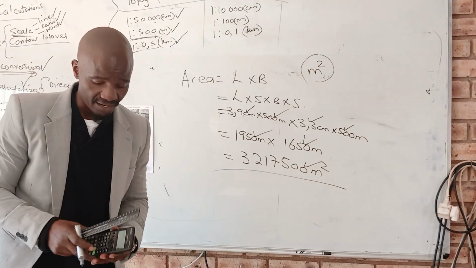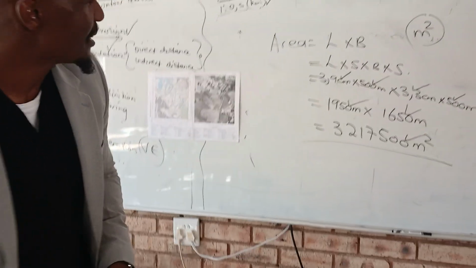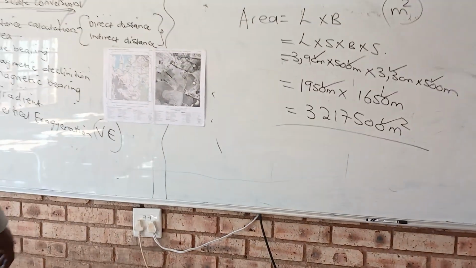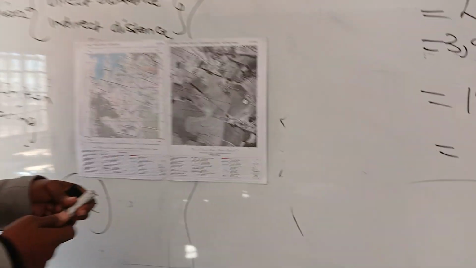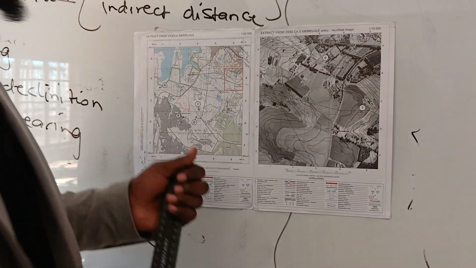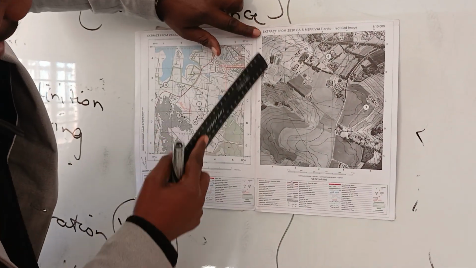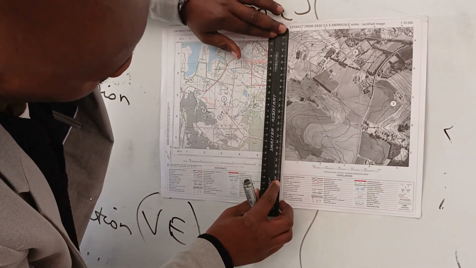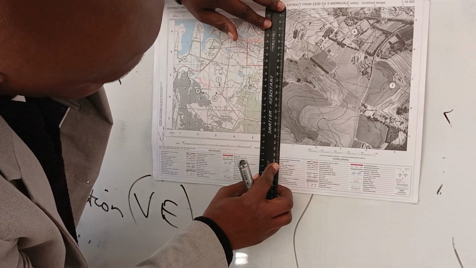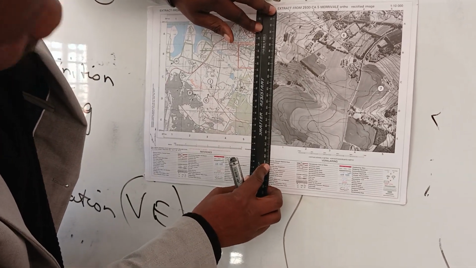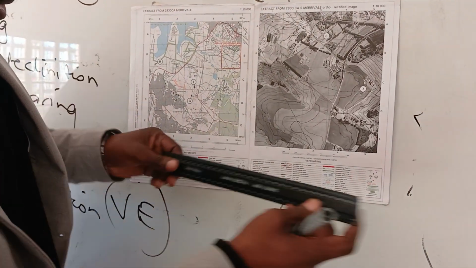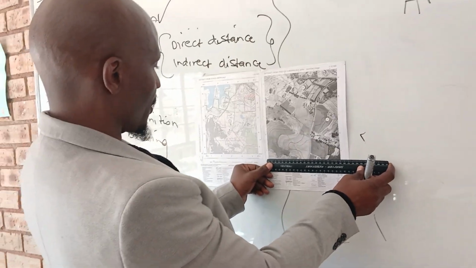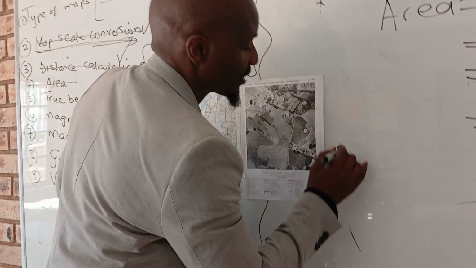You can also be given a question where they ask you to calculate the area of the outline of the orthophoto map. You can come close. The area of the outline of the orthophoto map. When they say the area of the outline of the orthophoto map, which means this is what they want. Which means I'm going to do my calculations. Let me see. I've got 21 centimeters or 210 millimeters. I also have from this side, let me see, I have got 19. Okay.